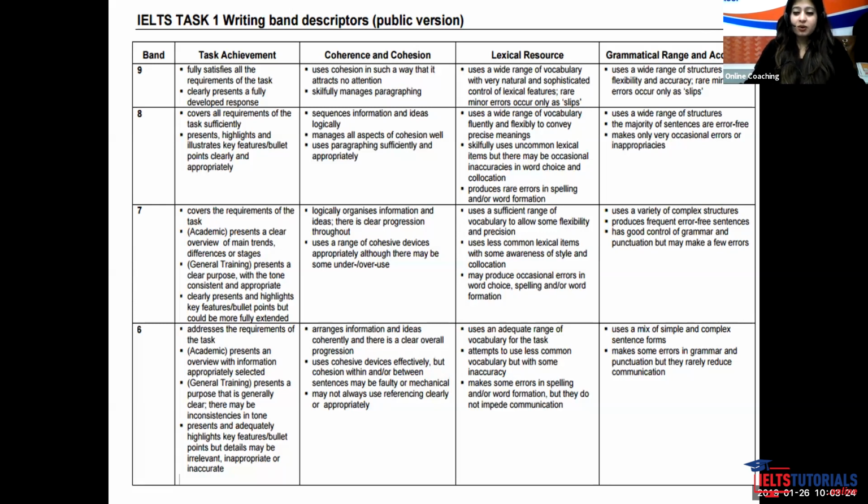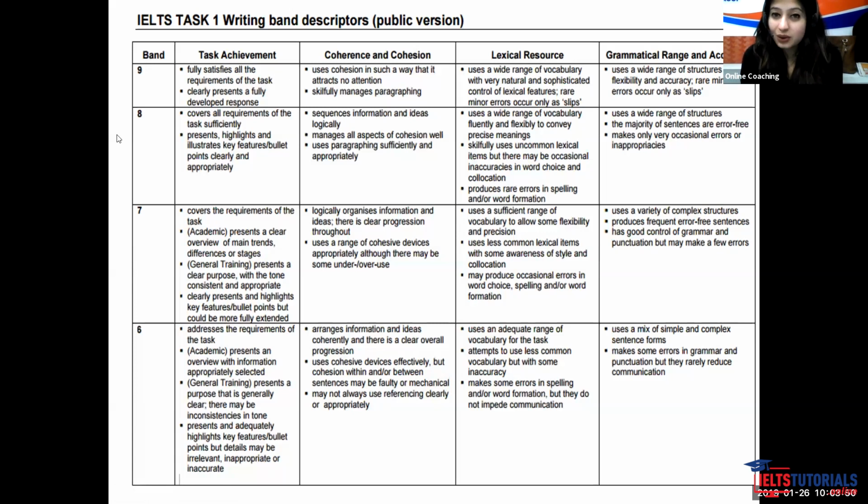Okay, now the second column, as you can see here, is coherence and cohesion. Now, what does coherence and cohesion mean? Coherence and cohesion is nothing but when you synchronize your ideas properly, when you're writing it in a proper form, when you're actually going through the sequence of it properly, it's nothing but coherence and cohesion.